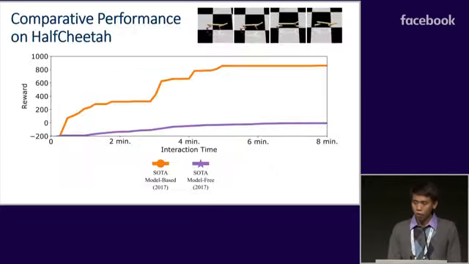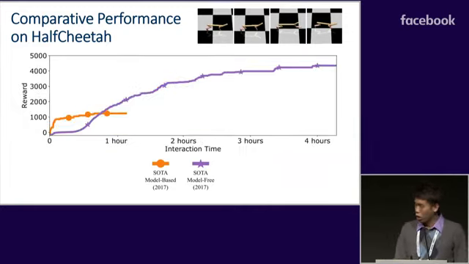So here we have a model-based method in orange, a model-free method in purple, and the y-axis represents the performance on the half-cheetah task. And so we can see that the model-based method indeed learns quickly compared to the model-free method. However, in the long run, the model-free method eventually outperforms the model-based method, which plateaus earlier on. And so how can we have methods that are able to match the asymptotic performance of model-free methods while having the data efficiency of model-based methods?